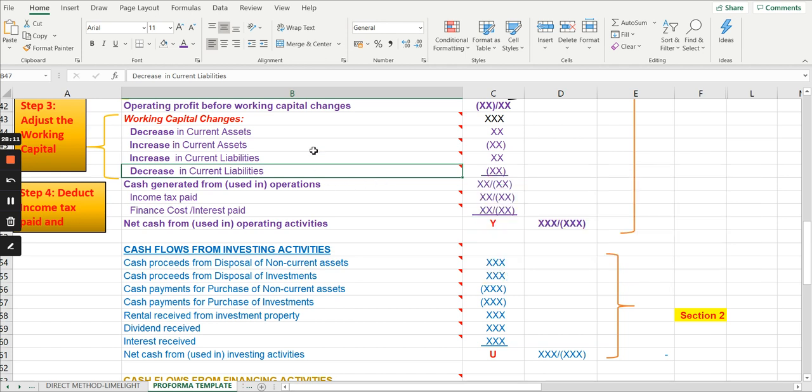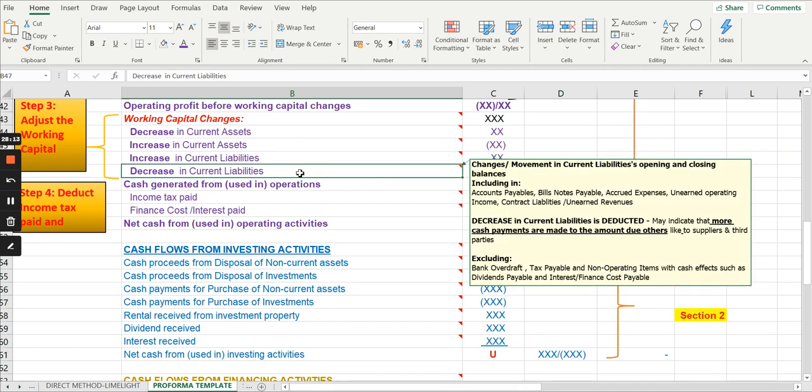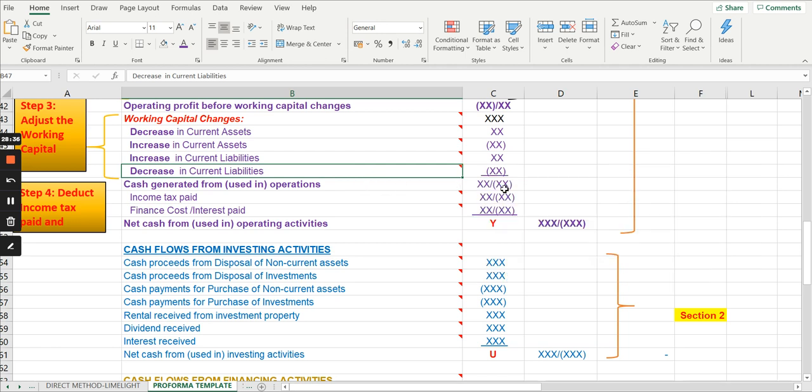After you have done that, you have to make sure that these are presented separately. For example, you can show your expenses in one line item. You can show your accounts payable changes in one line item, and also the accrued items like contract liabilities, if you have them, in one line item. Then you will get your cash generated from operations.